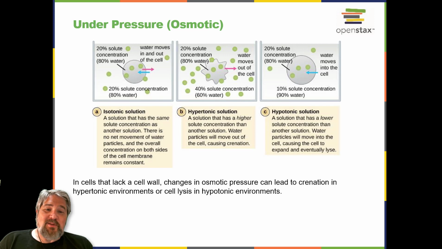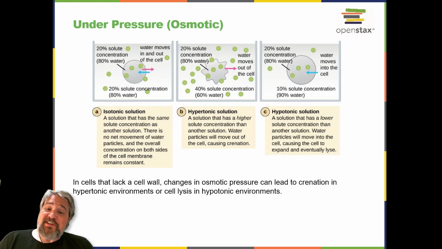In a hypertonic medium, the solute concentration outside the cell exceeds that inside the cell, so water diffuses out of the cell and into the external medium. In a hypotonic medium, the solute concentration inside the cell exceeds that outside the cell, so water will move by osmosis into the cell. This causes the cell to swell and potentially lyse or burst.